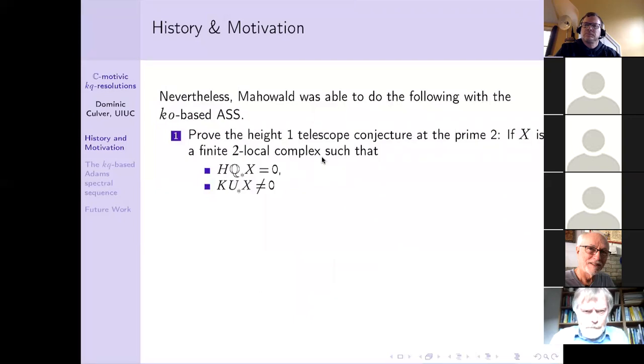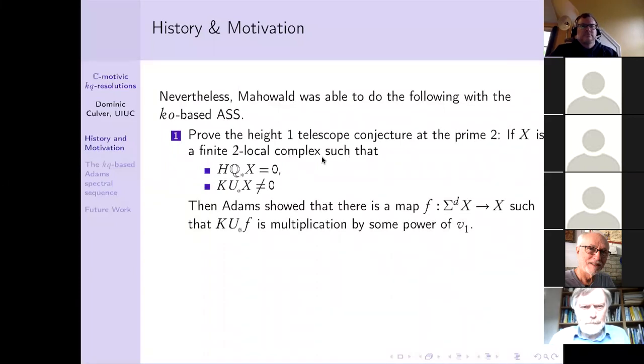interesting stuff with it. Here's one of the things that he was able to prove using the KO-based Adams spectral sequence. One of the things he did was he proved the height 1 telescope conjecture at the prime 2. What does that say? Suppose you have a finite two-local complex X, and let's say that its rational homology is 0, but that its complex K theory is not 0.